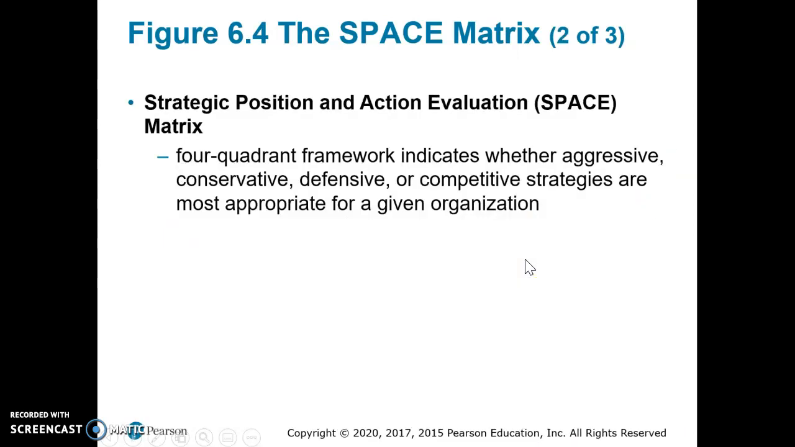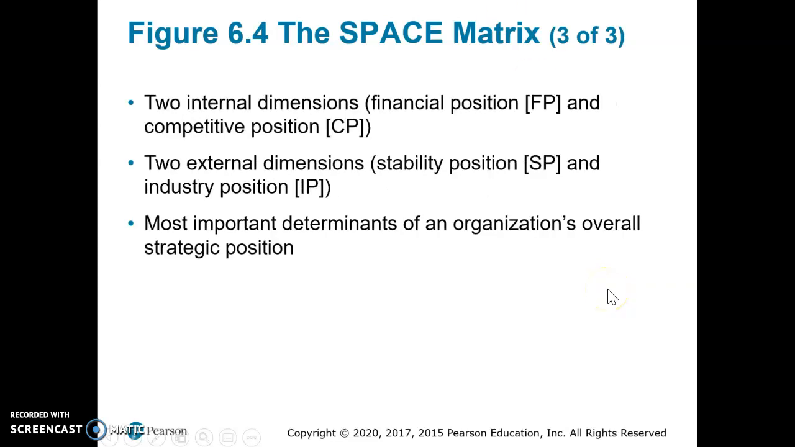So let's take a look at what this looks like. All right, so the SPACE matrix is a 4-quadrant framework, and it just indicates whether you're going to be aggressive, conservative, defensive, or competitive based on your data. And so you look at your 2 internal dimensions, your financial position and your competitive position, and your 2 external dimensions, your stability position and your industry position.